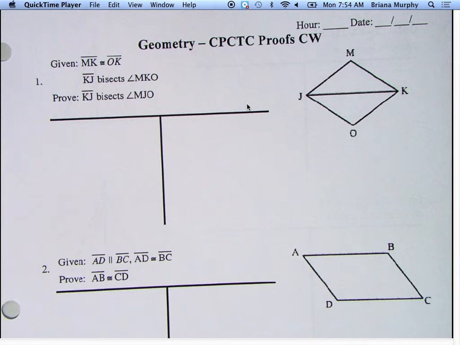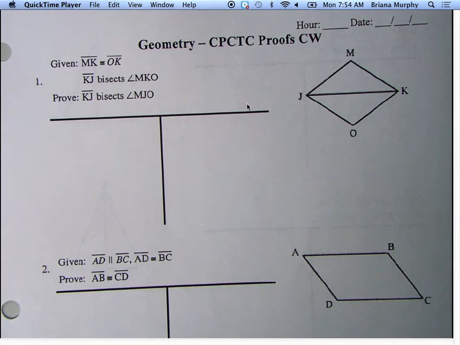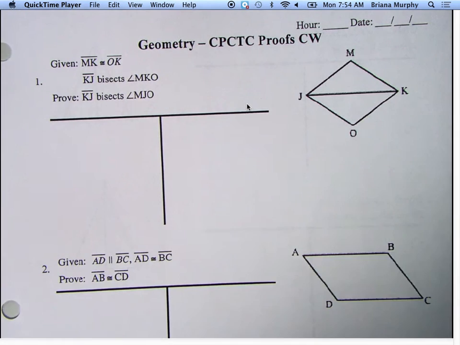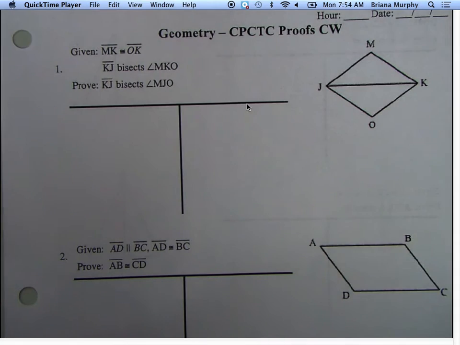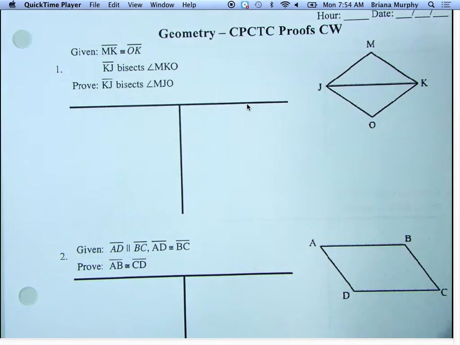I'll do one more with you. You'll try the rest on your own, but we will go over them. Okay? So remember, this is recording. All right. We're going to start with number one. I'm going to turn this light on. Maybe that'll be a little better. There we go.